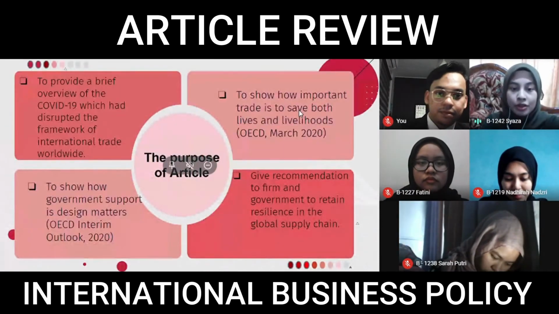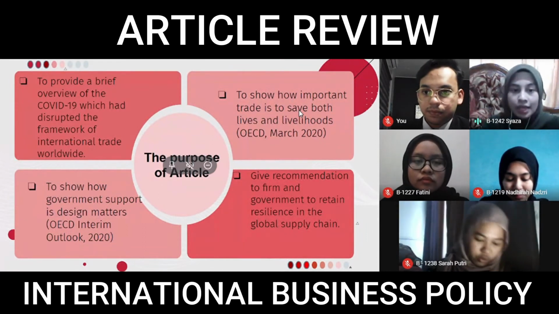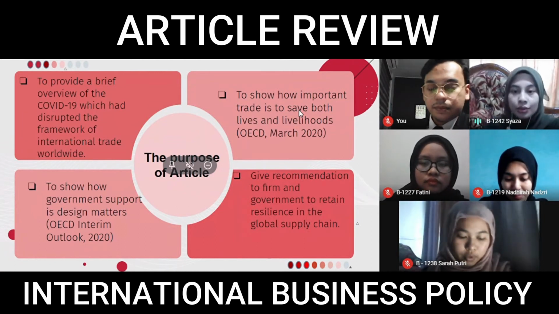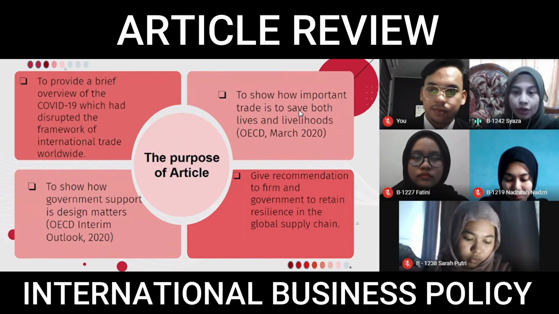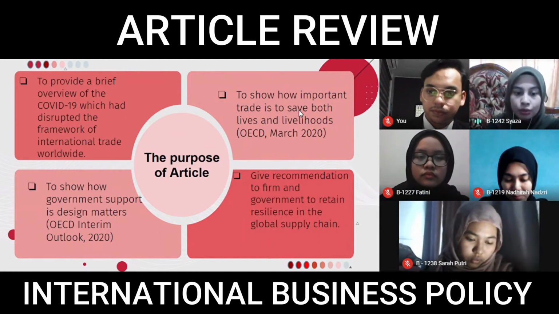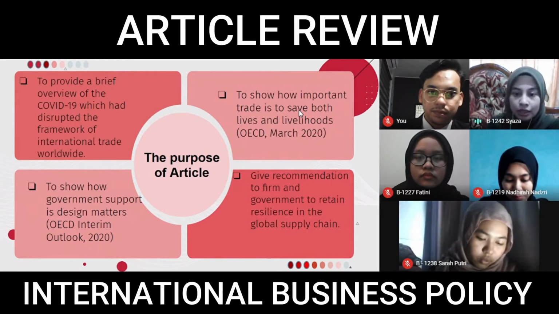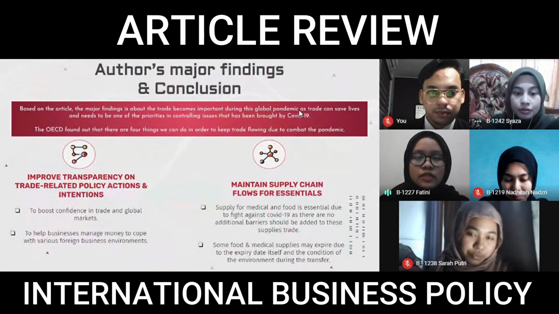Next is the purpose of the article. First is to provide a brief overview of how COVID-19 has disrupted the framework of international trade worldwide. Second is to show how important trade is to save both life and livelihoods, based on the OECD in March 2020. Third is to show how government support design matters, based on the OECD interim outlook of 2020, and the last one is to give recommendations to firms and governments to retain resilience in the global supply chain. Next.